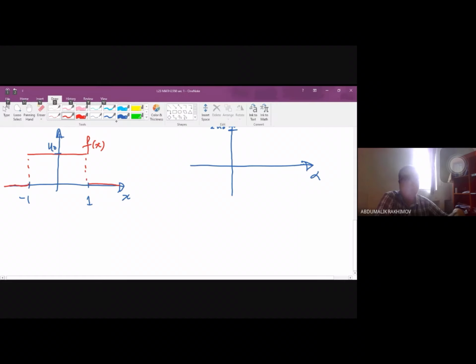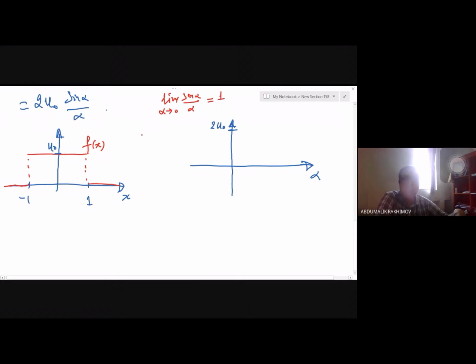Then what will happen after this? When alpha equals 0, we found that the function is equal to 2u0. What's the job done by sine alpha? Everybody knows the graph of sine alpha. It is oscillating from -1 to 1. What's the job done by alpha in the denominator? It is damping. You have a signal, sine alpha, and it is damped by 1 over alpha. So the graph will be like this.